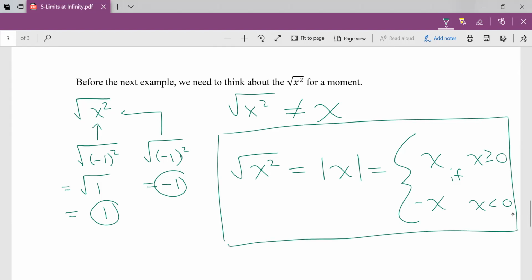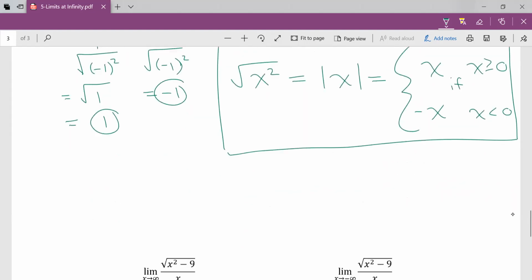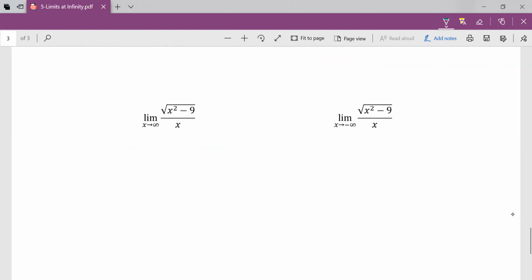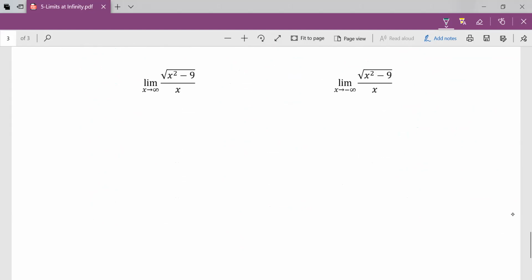Let's look at one of those tricky examples right now. Take a second to look at these two: the limit as x approaches infinity of root x squared minus 9 over x, and the limit as x approaches negative infinity of root x squared minus 9 over x. How are we going to attack these two things?